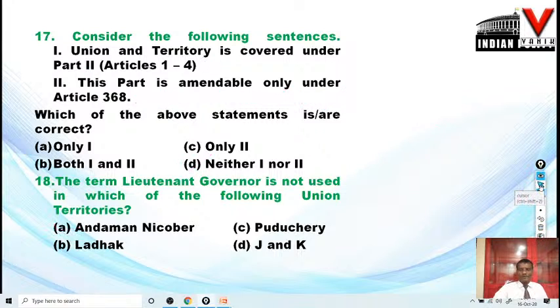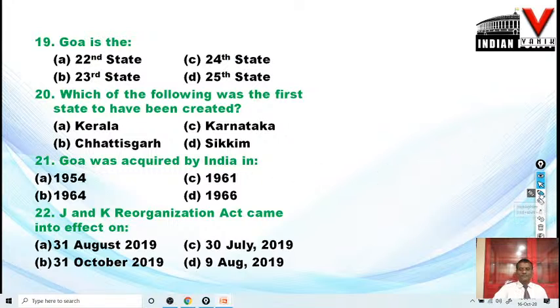Okay. Now Goa is the 25th state. Which of the following was the first state to have been created? The first state is Karnataka, because it came in 1975, Chhattisgarh in 2000, Kerala in 1950, and it was earlier than that. So that is Karnataka.